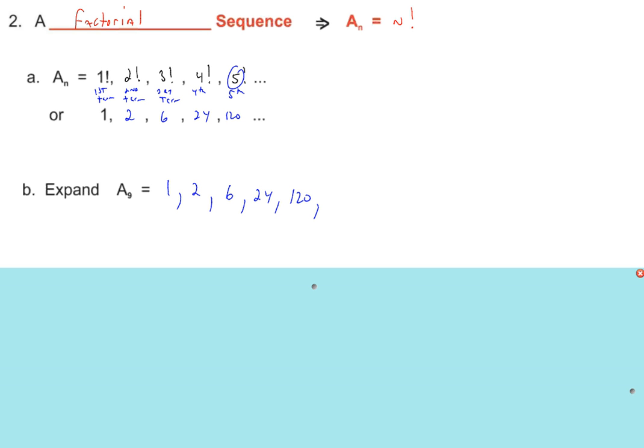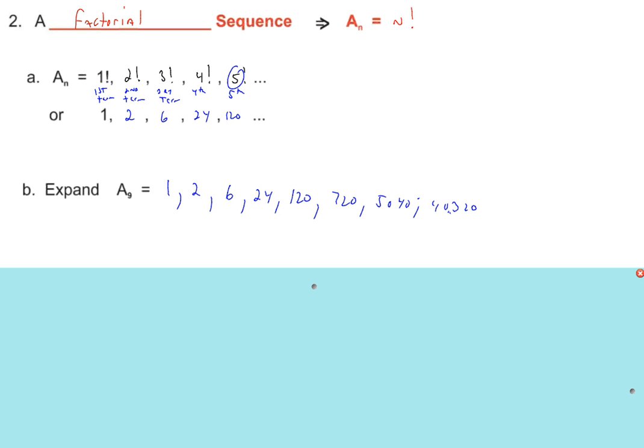Okay, those are the first 5. You need the sixth term, seventh term, eighth term, and ninth term. So it was 720, 5,040, 40,320. I got to use a semicolon so I can use a comma there.